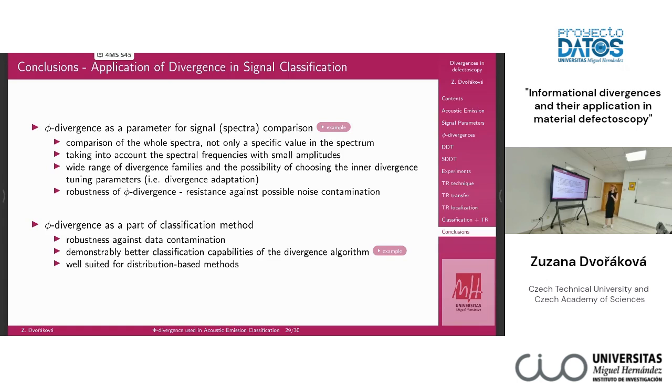And I showed that robustness is also very important for us, and we proved that Hellinger divergence is data robust, and this is important for application. And phi divergence works also very well as a part of a classification method, and it was demonstrated that it has better classification capability than other divergence algorithms.